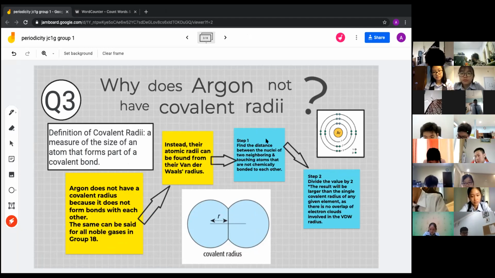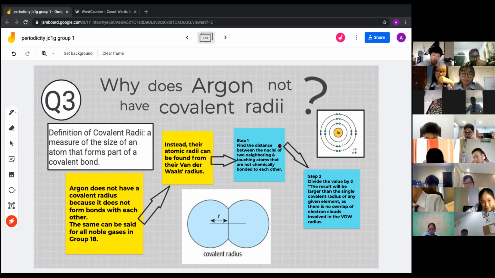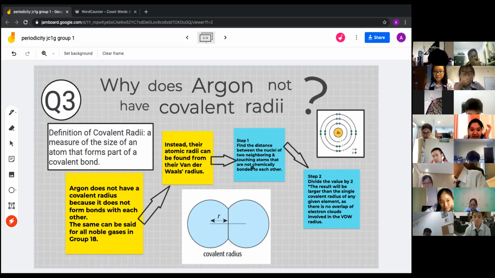Instead, you can find their atomic radii using their van der Waals radius. First, we find the distance between the nuclei of two neighboring atoms that are touching but not chemically bonded to each other. Then we simply divide the value by two. As there is no overlap of electrons involved, the result will be greater than the single covalent radius of any given element.